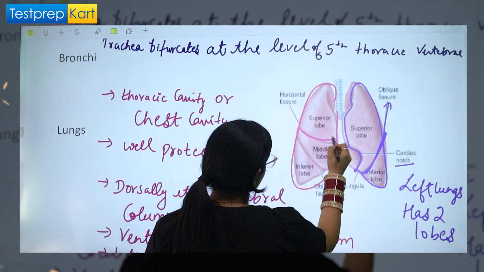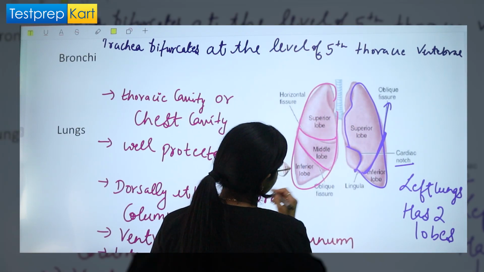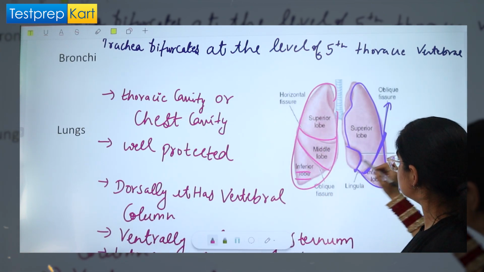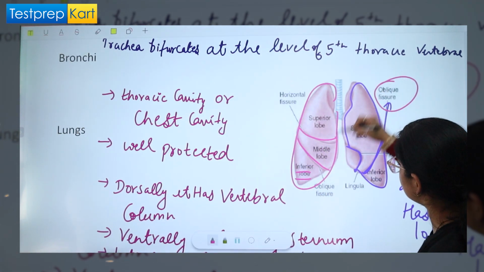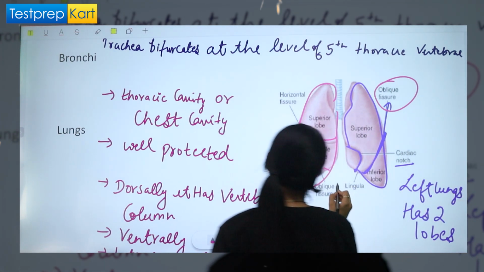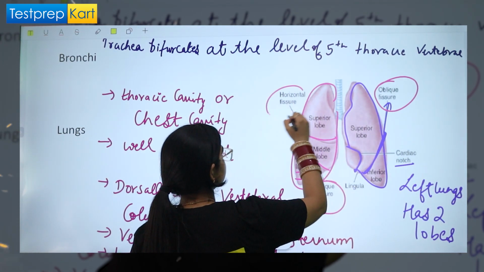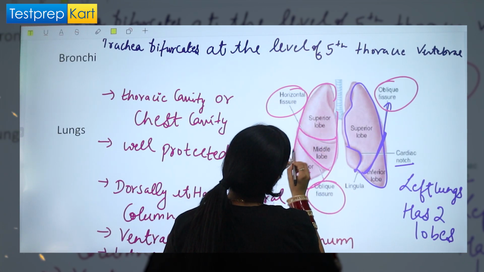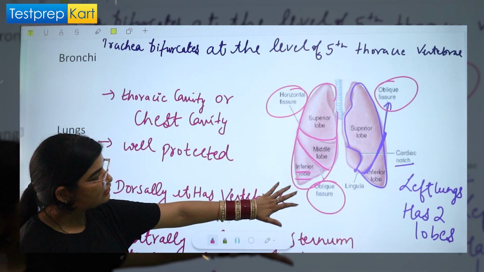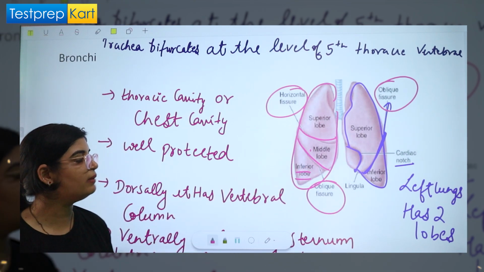This is the superior lobe, here is the middle lobe, and this one is the inferior lobe, right? And here are two fissures. Here is only one fissure, that is the oblique fissure. Here in the right lung, there are two fissures, that is the oblique fissure and the horizontal fissure, right? The horizontal fissure is present between the superior lobe and the middle lobe, and the oblique fissure is present between the middle lobe and the inferior lobe.